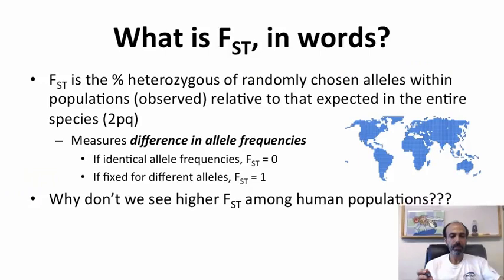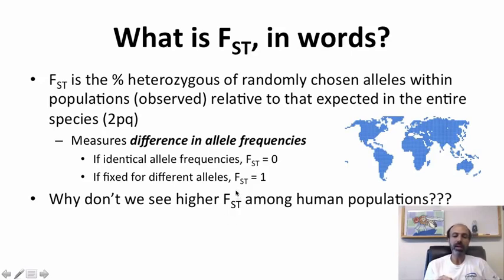Now, what is FST in words? Well, we can define FST as the percent heterozygous of randomly chosen alleles within populations, that's the observed aspect, relative to what would be expected in the entire population. Okay? It's the percent heterozygous of randomly chosen alleles within populations relative to what would be expected if it was completely randomly interbreeding. And again, it's measuring this difference in allele frequencies.